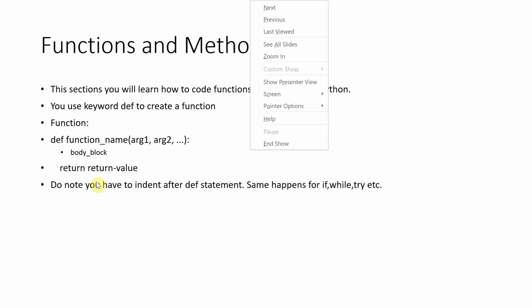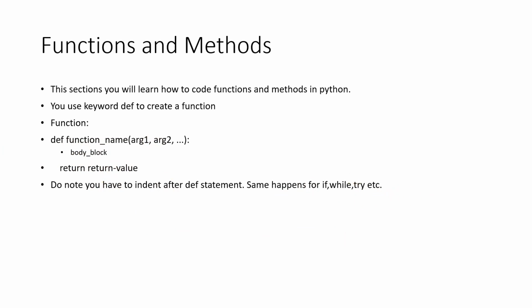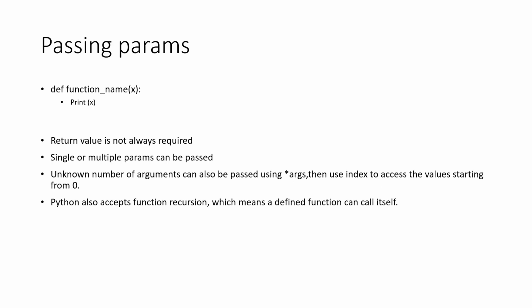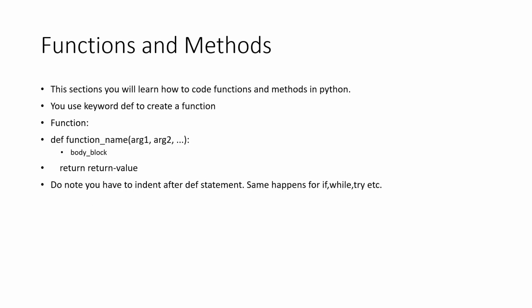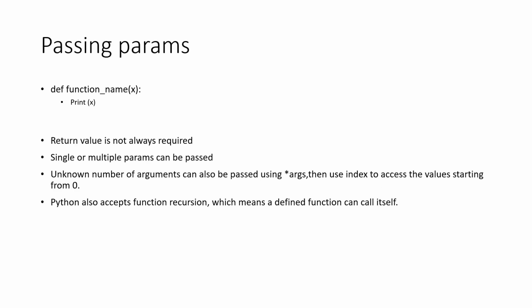Always remember that you have to make an indent after the def statement for your code block. The same indentation also applies for if, while, try. We'll see that in control flow. So you'll be using the def keyword to create a function. All this is again covered in the video demo after this. Each of these slides is supported by a complete demo of all the topics, so please go through that once we are done with the slides.